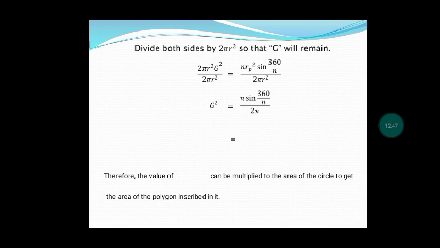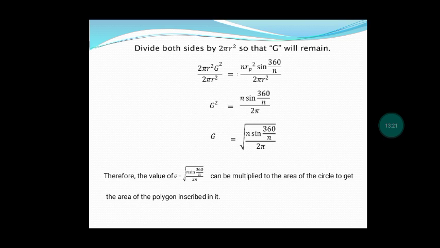And then we take the square root of g squared to remove the power of 2 on g. So g is equal to the square root of n sine 360 over n divided by 2 pi. Therefore, the value of g equal to the square root of n sine 360 over n divided by 2 pi can be multiplied to the area of the circle to get the area of the polygon inscribed in the circle.